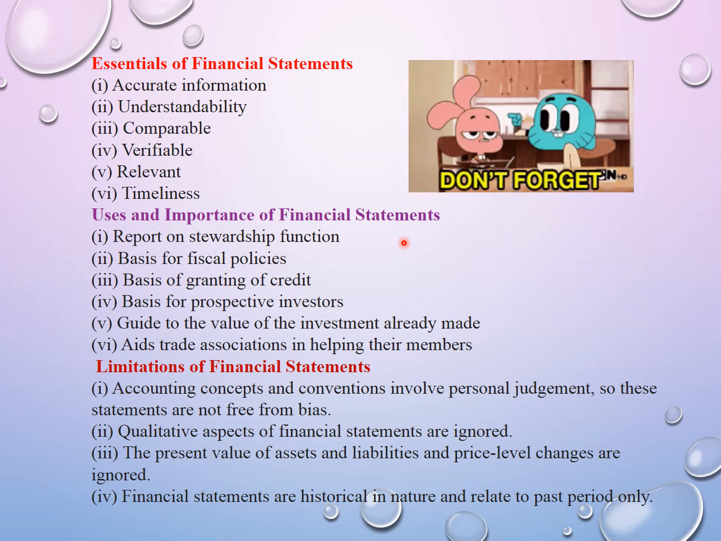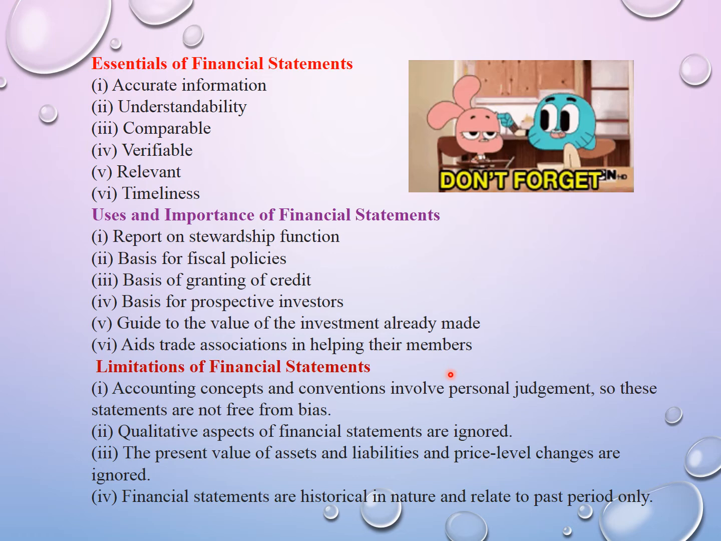Another limitation is the qualitative aspect, which is really important. एक कंपनी की सक्सेस के लिए उसके मैन पावर, उसके एम्प्लॉयज़ के क्वालिटेटिव एस्पेक्ट्स बहुत इंपॉर्टेंट रहते हैं, but they are generally ignored while preparing the financial statements. Qualities like honesty, dedication, innovation, R&D are not taken into consideration while framing the financial statements.